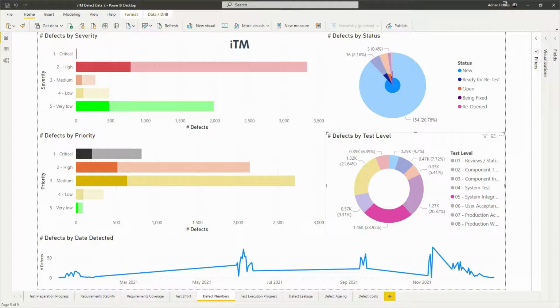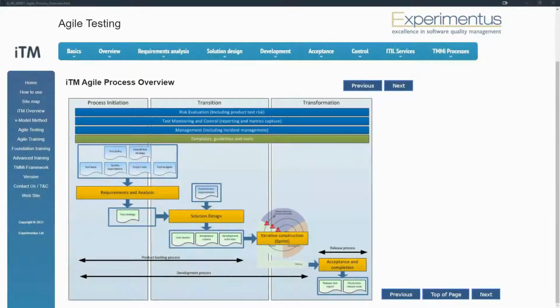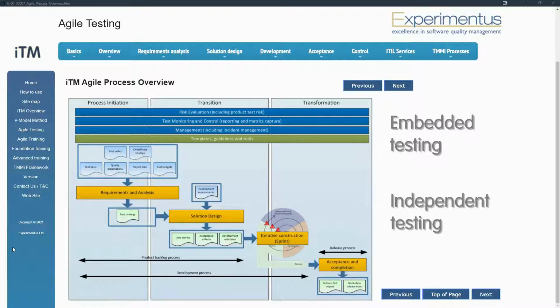Now let's have a look at the iTM Agile methodology. For organizations that are just moving or thinking of moving to an Agile paradigm, the base iTM Agile methodology provides a good place from which to start. For those who already develop using an Agile methodology, iTM provides structure and guidance for embedding testing into projects or for running independent testing in parallel with them.